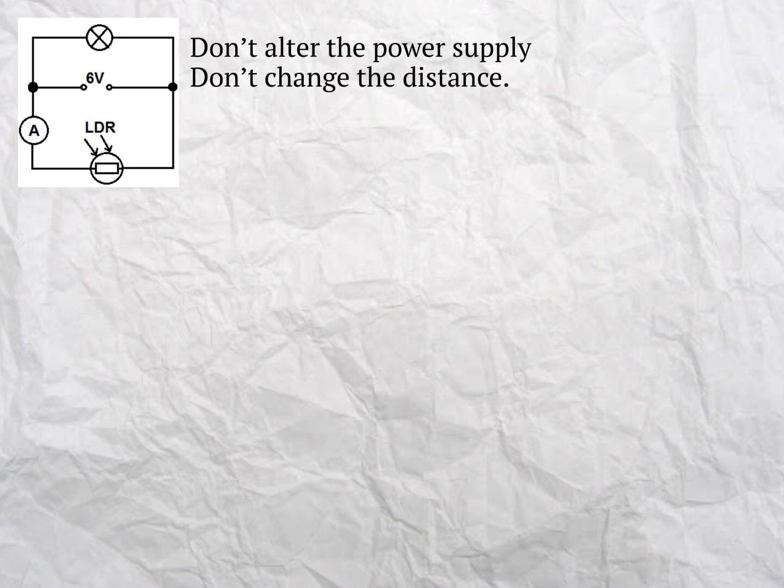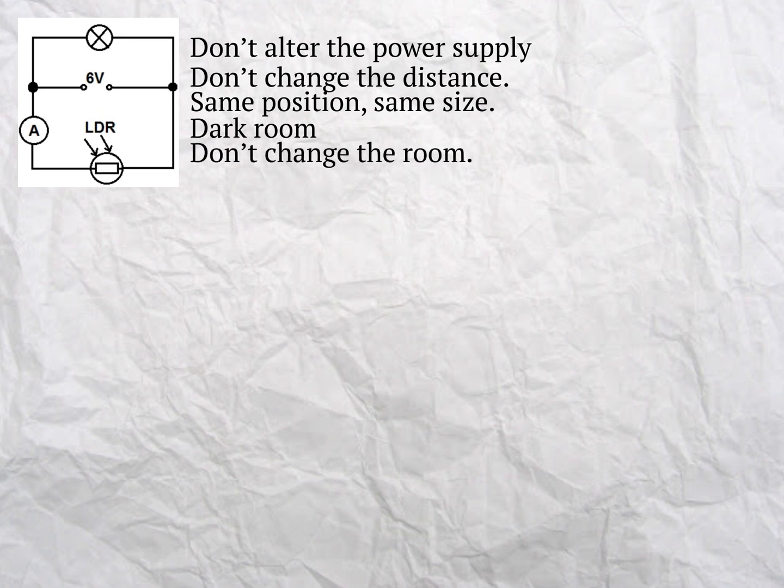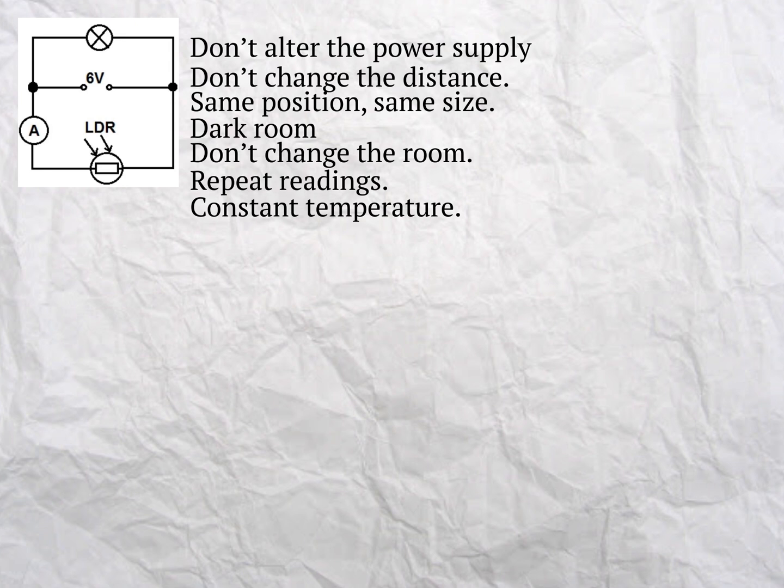Finally, it asks about being a fair test. So let's think. What would mess up the experiment? You only need a couple of these. Don't alter the power supply. Don't change the distance between the bulb and the LDR. Each set of curtains should be placed in the same position and be the same size. The room you test in should be dark apart from the test bulb. Don't change the test room or open doors during testing. Repeat readings to get a mean result. And the temperature should be constant because silicon devices are affected by temperature quite badly.